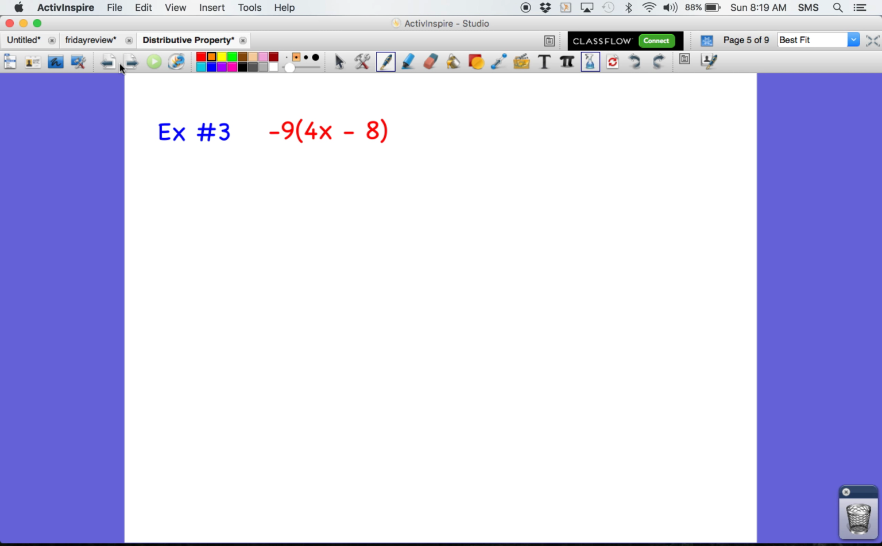Let's do one more just to make sure we've got all possible examples here. Negative 9 times 4x minus 8. So I want to use the distributive property to get rid of these parentheses. So if I have negative 9 times 4x, I have negative 9 times 4. And then I'm also going to do negative 9 times negative 8 eventually. Negative 9 times 4x is negative 36, and then I keep the x with it because 9 times 4 is 36. Negative times a positive is negative. And then the x just kind of tags along. And then I have negative 9 times negative 8, which is positive 72. So negative 36x plus 72.